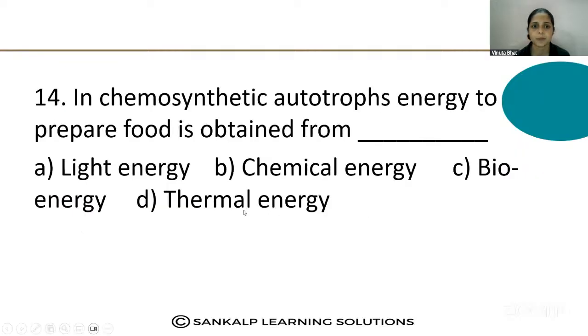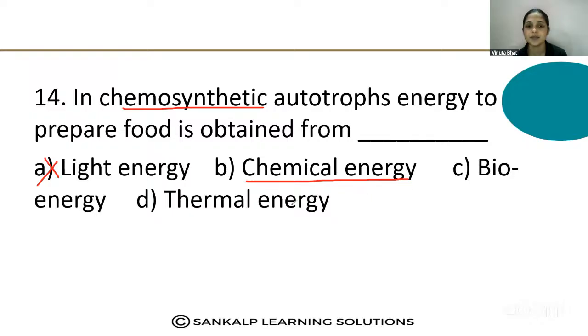Next question. In chemosynthetic autotrophs, energy to prepare food is obtained from. How is the energy obtained in these chemosynthetic autotrophs? Chemosynthetic. They are not photosynthetic autotrophs. They are chemosynthetic autotrophs. Here, they use the light energy. No, in chemosynthetic, they do not use the light energy.